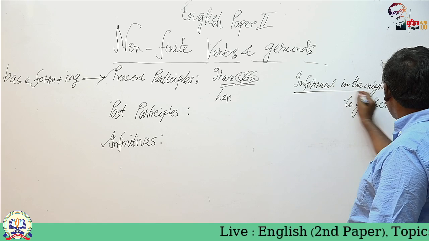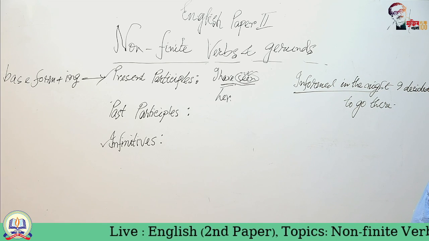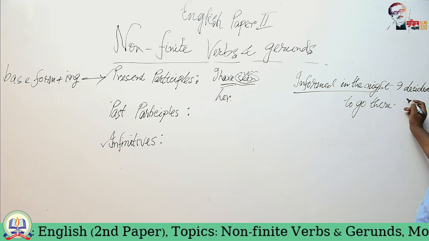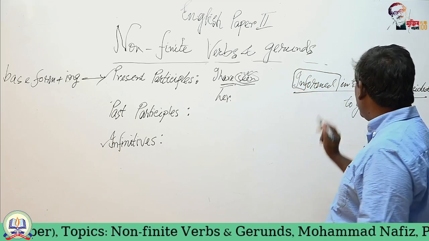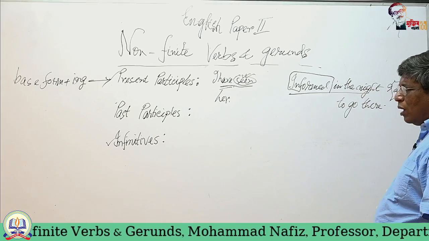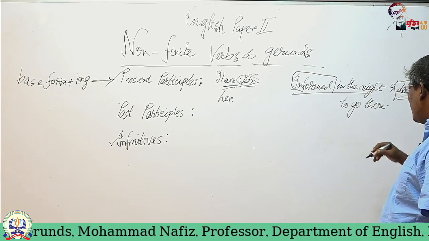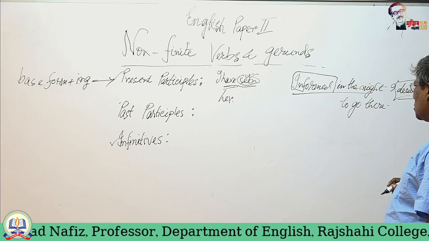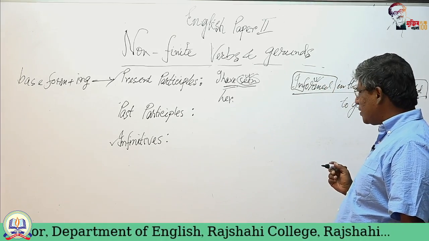Here, informed in the night, I decided to go there. That means I was earlier informed in the night and then I decided to go there. The verb informing happened before my taking the decision. Do you understand? I had been earlier informed and then I decided to go there. Here informed is a non-finite verb and it is in the past participle form.